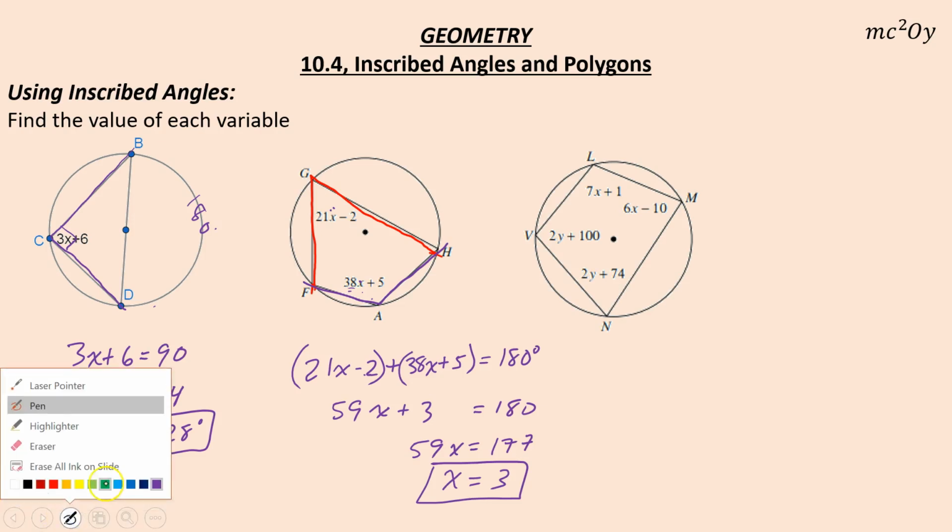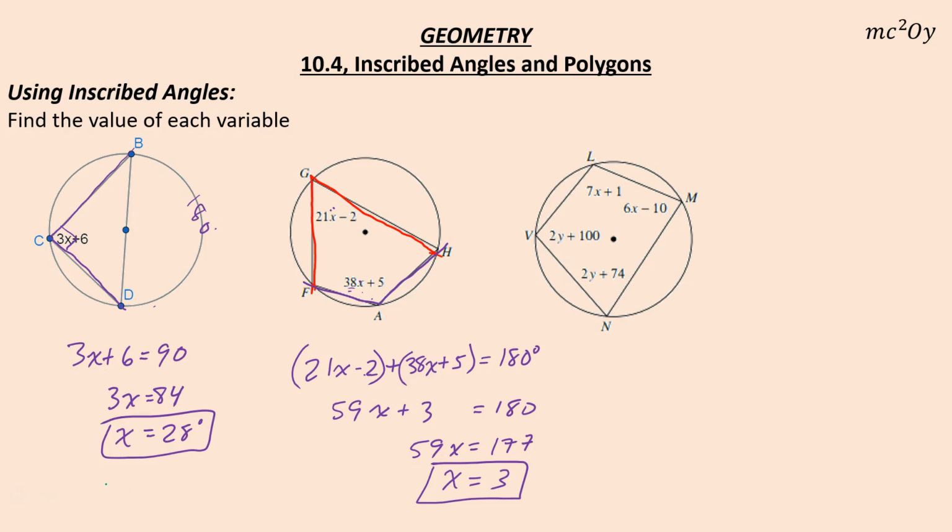All right, one last problem. This one is a little tougher. It has to do with systems of equations. Okay, so notice I have angle L, and, well, first I have a quadrilateral. And angle L plus the measure of angle N would have to add up to 180. Okay, so what I could do is say, well, that's 7x plus 1 plus 2y plus 74 equals 180 degrees.